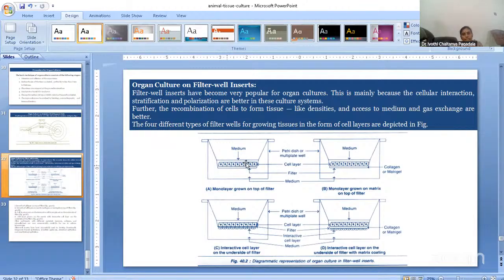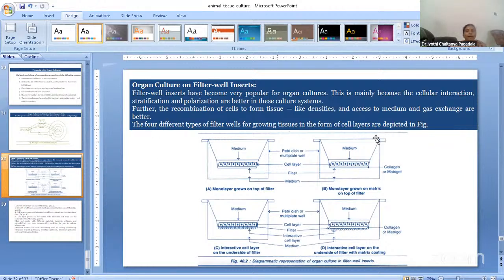Here you can see the presence of media where you can see the cell layer. So it is the initial growth of the cells. Here we are continuously adding fresh medium. So this is the monolayer on top of the filter. This monolayer is the one which avoids contamination. That is what we prefer, and that is why this mechanism has become very popular for organ culture.